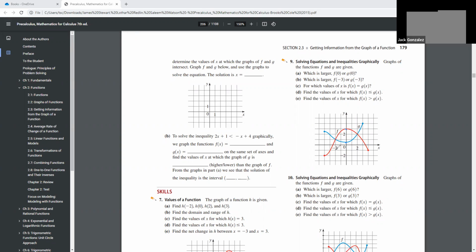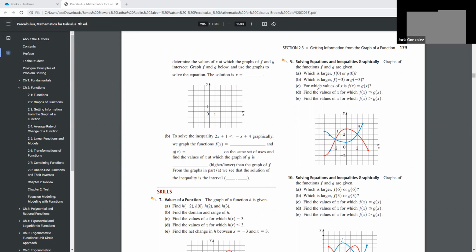When they say bigger or greater or whatever, they're talking about the y value. So clearly F of 0 is higher. So red is bigger. So you would just say F of 0 is equal to 3. G of 0 is equal to, looks like a half. Obviously bigger, right? Part B, same question, -3 and -3. F of -3 is right there. G of -3 is right here. So which one's bigger, F or G? Yeah, it's blue, right? G.